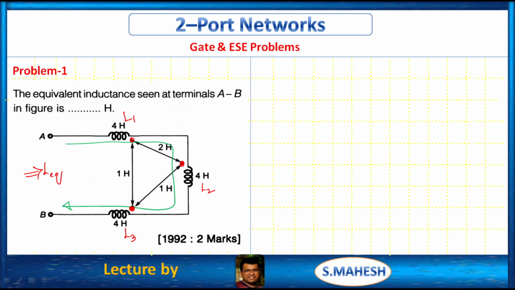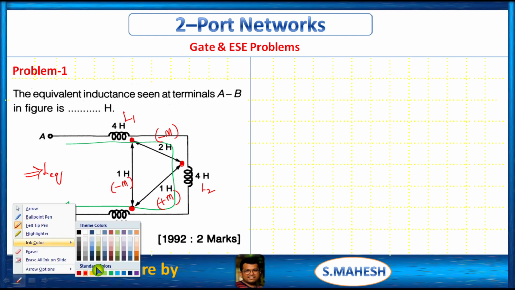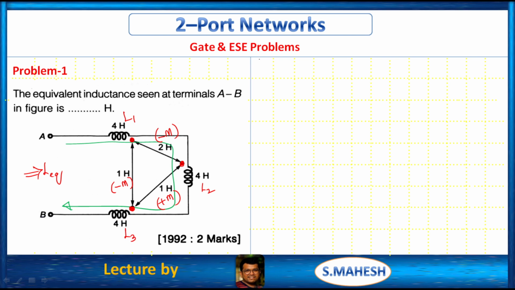In this the current leaves, but coming to the second coil, the current enters from the dot. Therefore this is minus M. Like that, between coil 2 and coil 3, entering, therefore this is plus M. Between 1 and 3, here it is leaving, here it is entering. Therefore this is minus M. That's it. Very simple problem.